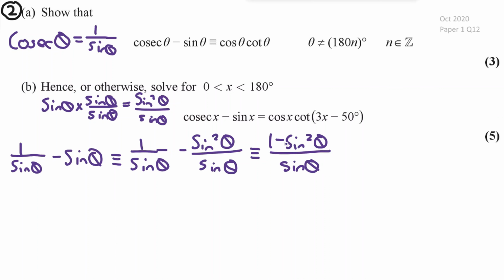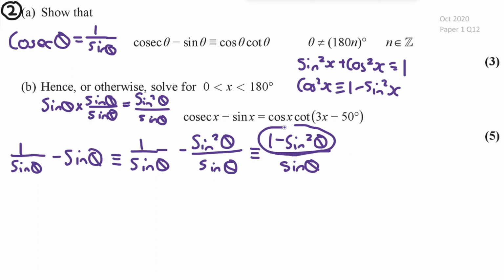And I said before, you should always be looking out for the identity that sin squared x plus cos squared x is equivalent to 1. And we have it here if we rearrange this to cos squared x is equivalent to 1 minus sin squared x. So whenever you see a sin squared x or a cos squared x or both added together, you should always be thinking of this identity, because we can rewrite this 1 minus sin squared theta as cos squared theta.